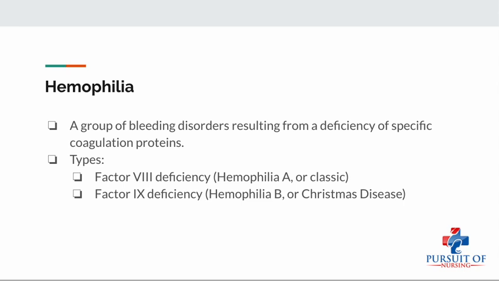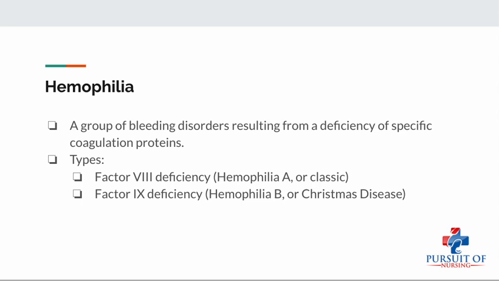Okay, so hemophilia. Hemophilia is a group of bleeding disorders that result from a deficiency of specific coagulation proteins. So hemophilia is transmitted as an X-linked recessive disorder. It can also occur as a result of a gene mutation. Carrier females will pass on the defect to males. So you have factor VIII deficiency, which is hemophilia A or your classic hemophilia, and then you have factor IX deficiency, which is known as hemophilia B or Christmas disease.